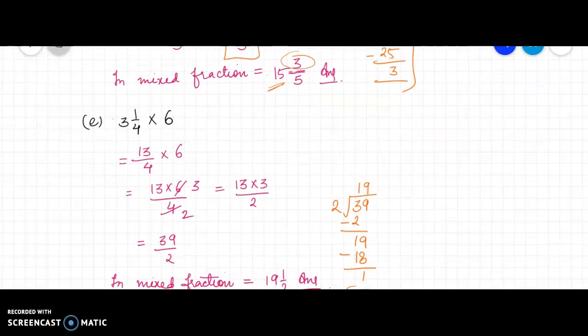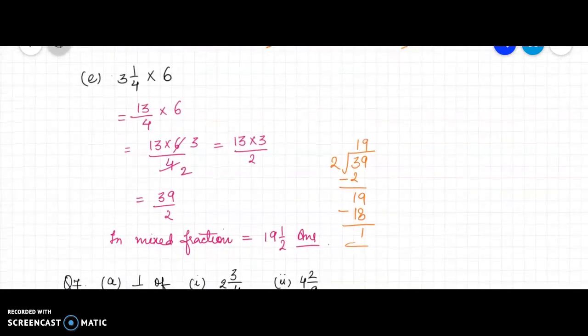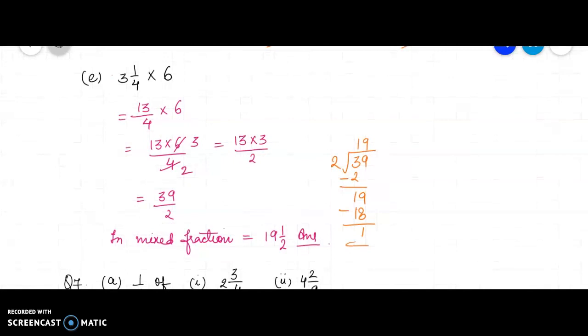Now similarly we'll solve the E part of this question: 3 1 by 4 multiplied by 6. So 3 1 by 4 will change to 13 upon 4 multiplied by 6. Here you can see that 6 and 4 can be cancelled with the table of 2.